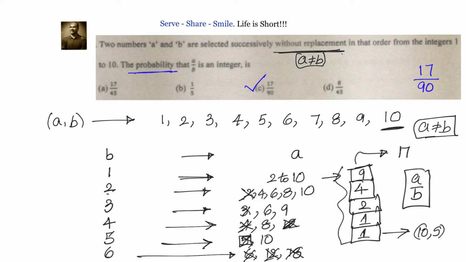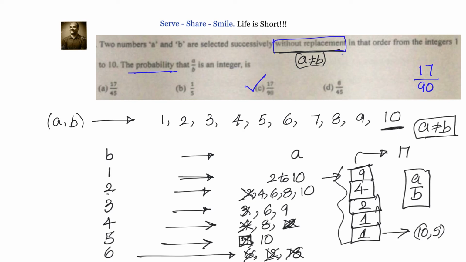Okay. Now the probability that A by B is an integer is given by the total number of ordered pairs of A and B such that A by B is an integer, divided by the total number of options available to pick two numbers from 1 to 10. Now when we go to the denominator, we have two numbers to be picked from 1 to 10. The first number can be from any of the 10. The second number can be only from the remaining 9 because there is without replacement very clearly specified in the question. So the denominator value will be 10 into 9, 90.